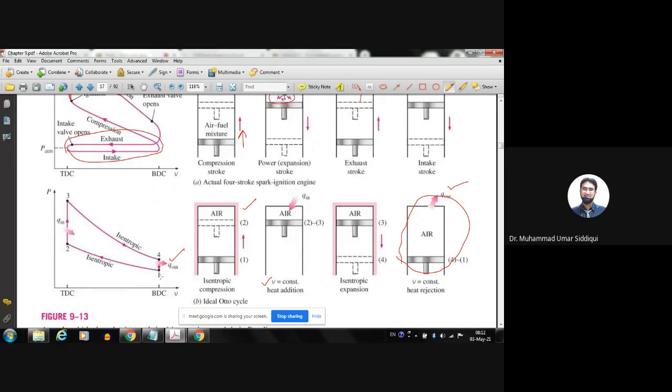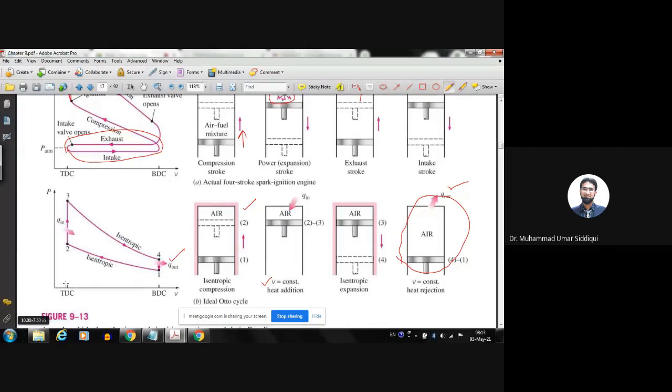Now, the next thing is that, from our point of view, the important thing is the calculation. Calculation is very important. So first of all, in chapter number 9, we are applying what we studied from chapter number 1 till chapter number 7. If I talk about state number 2 to state number 3, this is basically the constant volume heat addition.